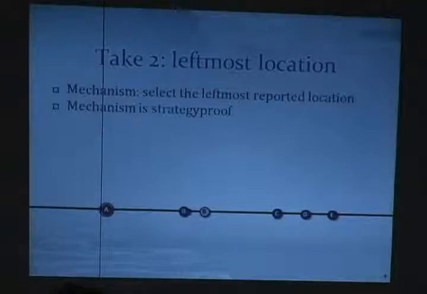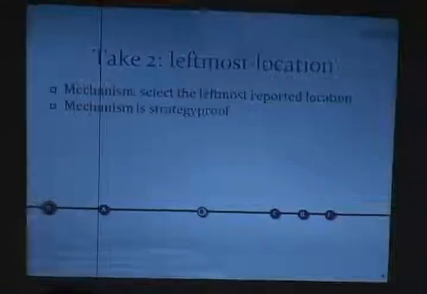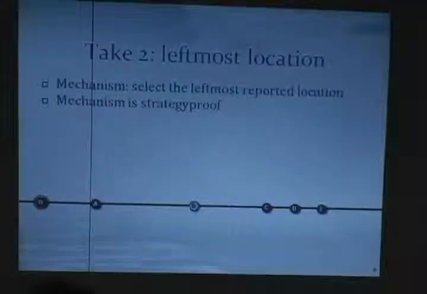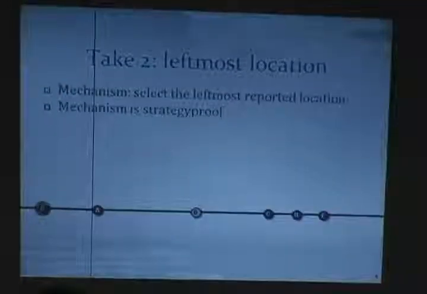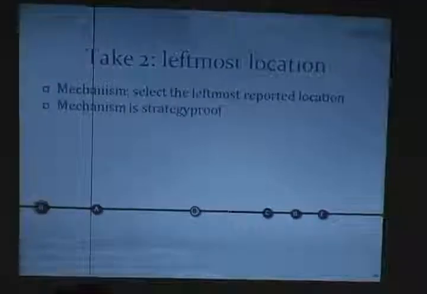Another thing you can do is you can lie and say, I'm somewhere to the left. Now, as long as he doesn't pass agent A, nothing changes. A is still the leftmost guy. But when he passes A, he becomes the leftmost reported location. So he can affect the outcome of the mechanism by reporting a location somewhere to the left. But in doing this, he's only pushing the facility location away from his location. So he managed to affect the outcome, but now the facility is further away from his location than what it was before. And this is true for any of the agents. The only way agents can affect the outcome of the mechanism is by pushing the facility away from their location.